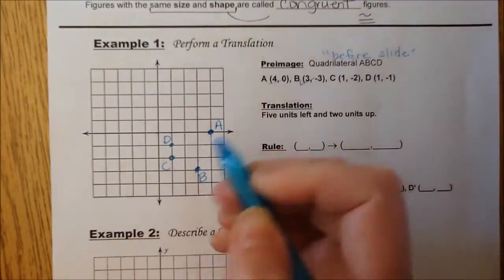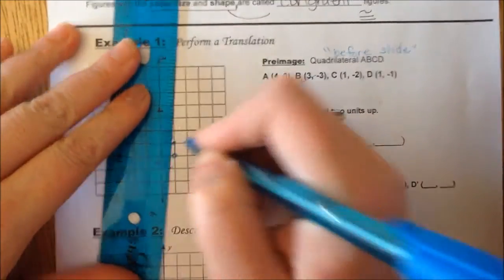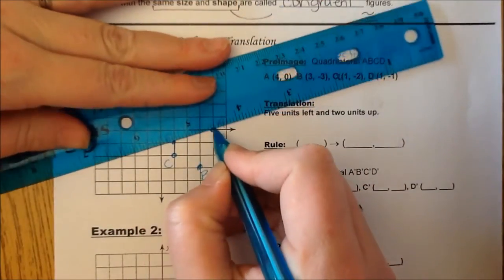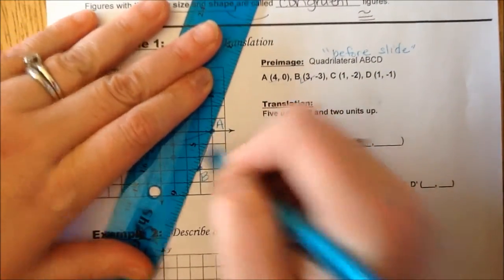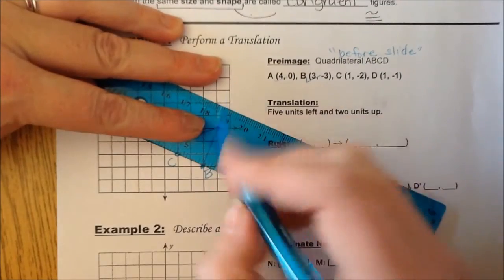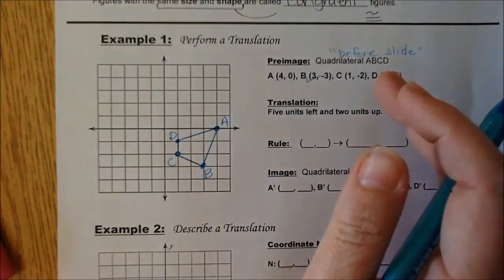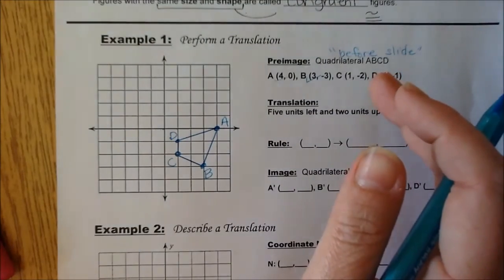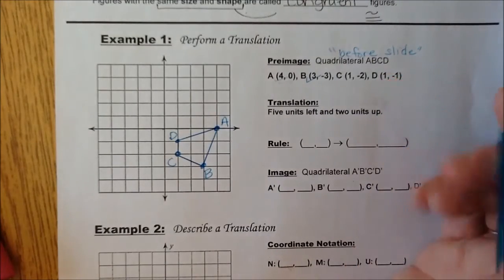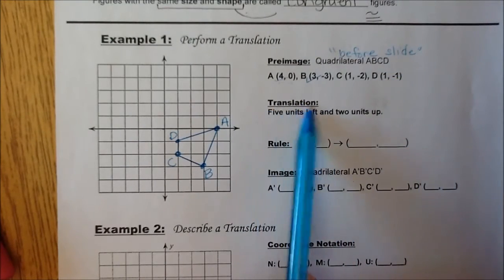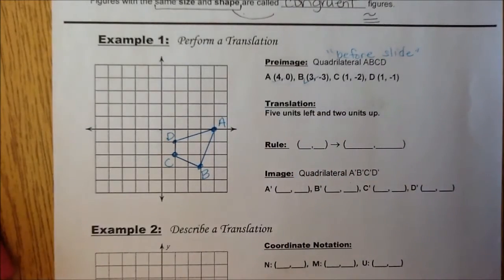Now you're going to take your straight edge. You have your protractor. And you're just going to connect those points, and it's going to make your polygon. Right? And again, this is my pre-image because this is what I'm starting with. Okay, so it gives us the translation here. It's 5 units left and 2 units up.